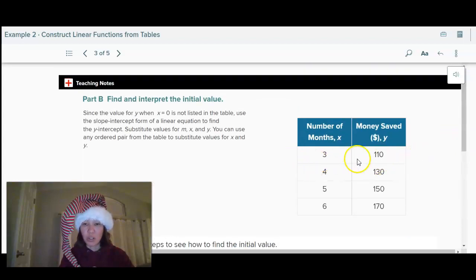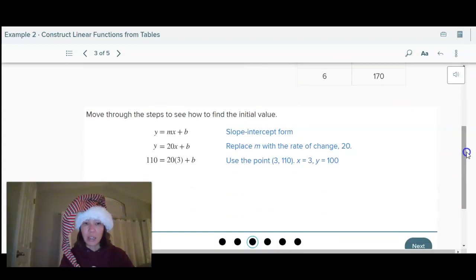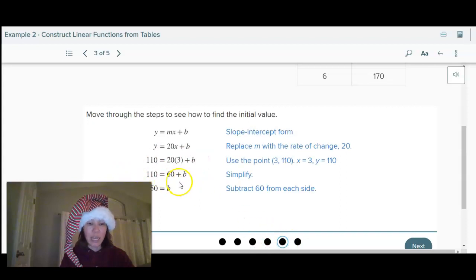So we'll just choose the first one. It doesn't matter, you can use any of these points. x is 3 and y is 110. So in place of x, I'm going to put 3, and in place of y, 110. Then you see that the only variable left is b. So now 110 equals 60 plus b, and then we would subtract 60 from both sides to get that b equals 50. So our y-intercept is 50.